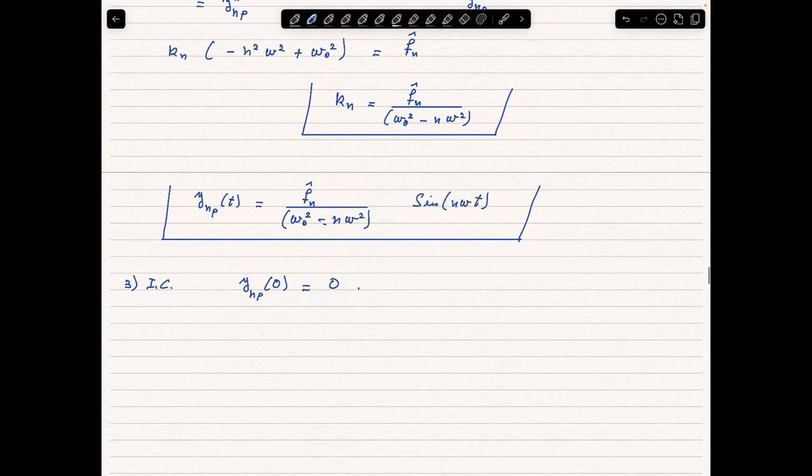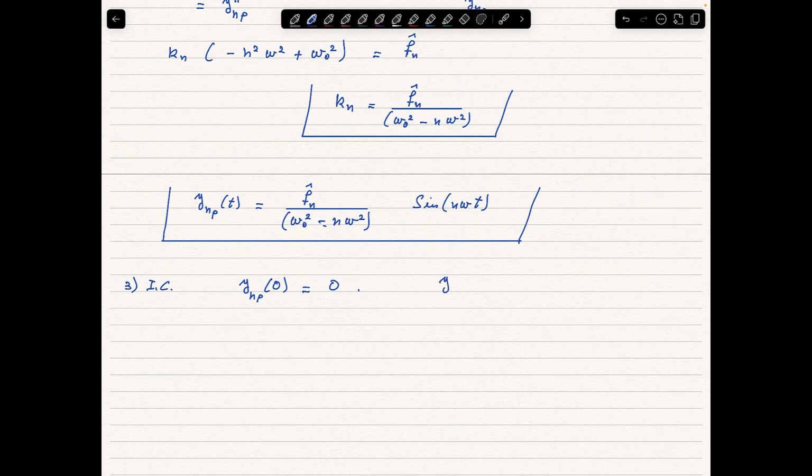Well, we need to compute what is the derivative. Ynp derivative is going to be Fn times n omega, and then we have a cosine of n omega t, which is bad news because that is not going to be 0 at 0. Over omega 0 squared minus n squared omega squared. So obviously from here ynp prime at 0 is different from 0. So no, it doesn't satisfy the initial condition.